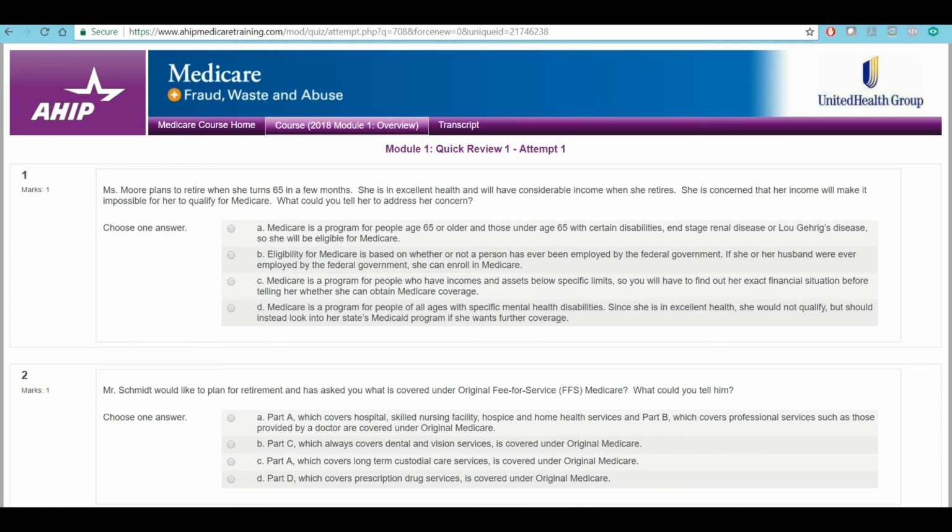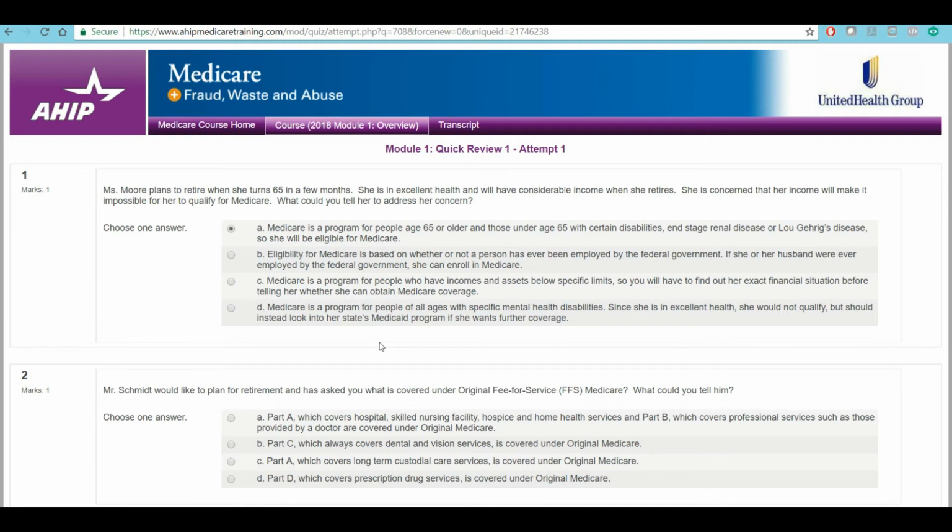Mrs. Moore plans to retire when she turns 65 in a few months. She is in excellent health and will have considerable income when she retires. She is concerned that her income will make it impossible for her to qualify for Medicare. What could you tell her to address her concern? A. Medicare is a program for people age 65 or older and those under 65 with certain disabilities, end-stage renal disease, Lou Gehrig's disease. She will be eligible for Medicare, and I think it's that one right there.